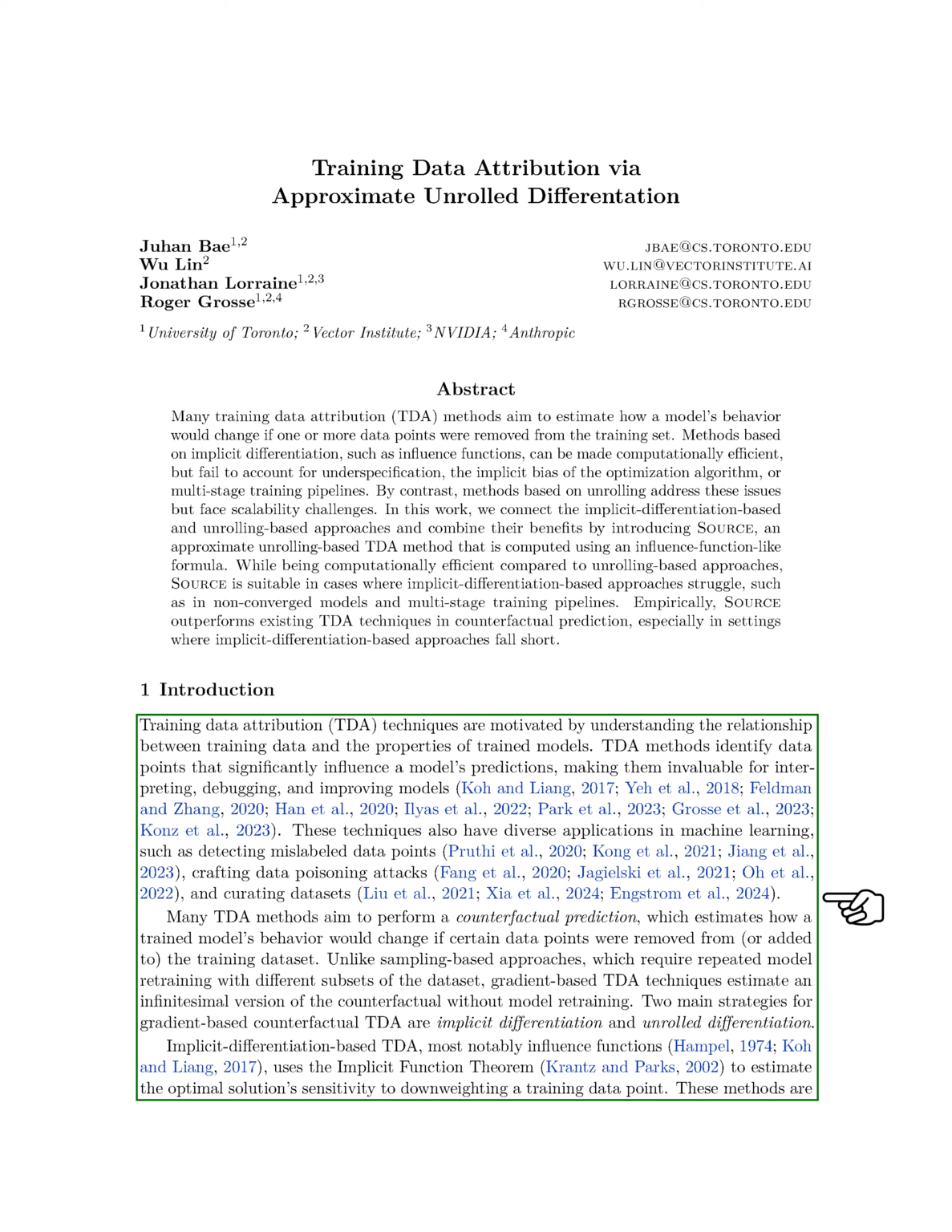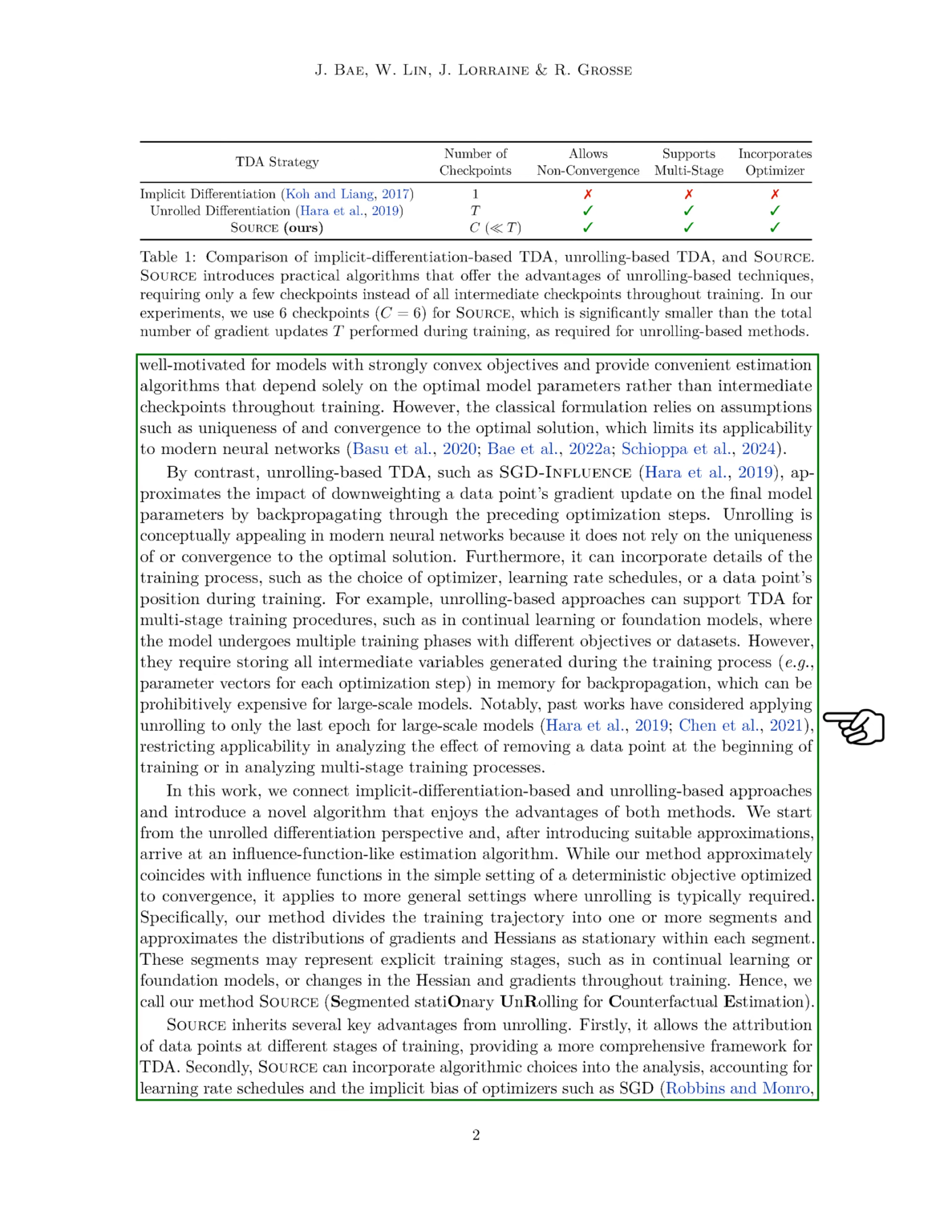There are two main strategies for gradient-based counterfactual TDA: implicit differentiation and unrolled differentiation. Implicit differentiation-based TDA, notably influence functions, uses the implicit function theorem to gauge how sensitive the optimal solution is to downweighting a training data point. These methods work well for models with strongly convex objectives and offer convenient estimation algorithms that rely solely on the optimal model parameters. However, they are limited by assumptions like the uniqueness and convergence to the optimal solution, restricting their applicability to modern neural networks.